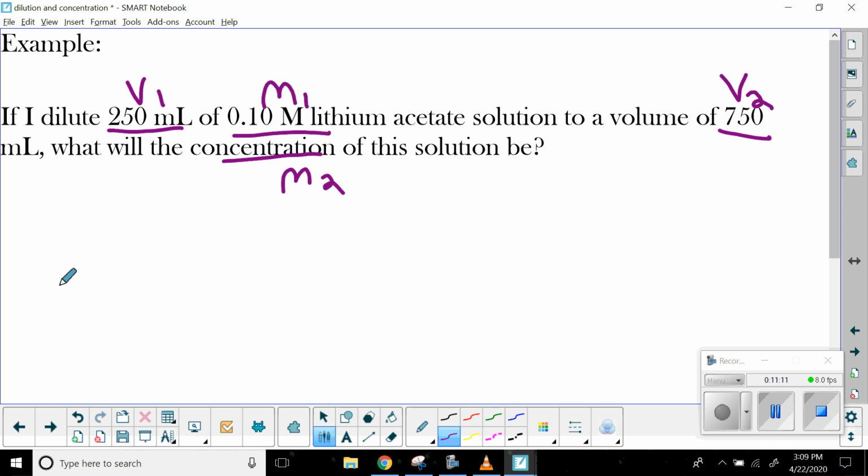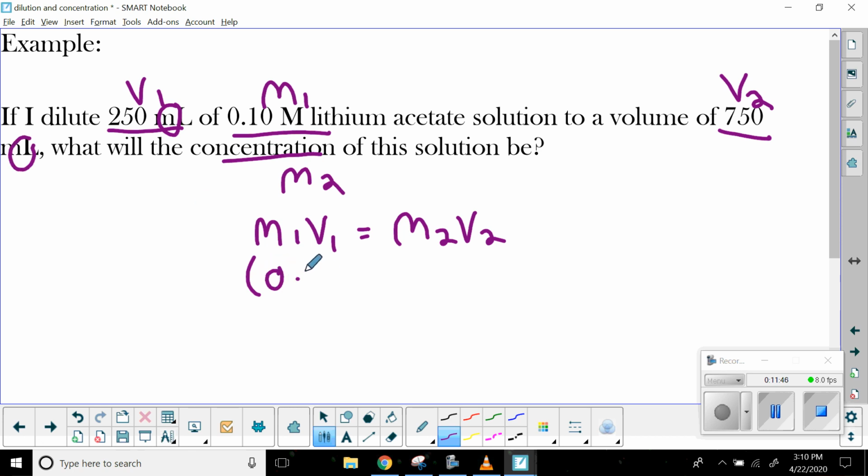Now, one really nice thing about this M1 V1 equals M2 V2 equation is that as long as the units for my volume match each other, I don't have to go back and change to liters. So I've got M1 V1 equals M2 V2. And notice my volumes are both in milliliters, so yay, they match. I don't have to change anything.